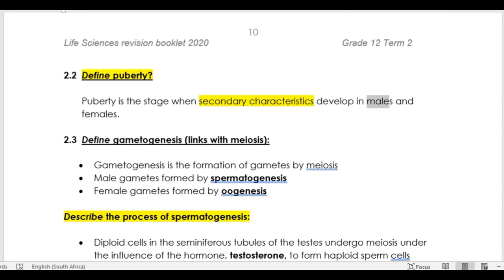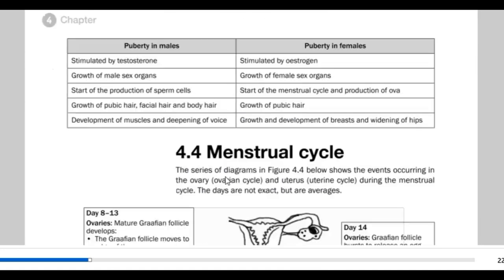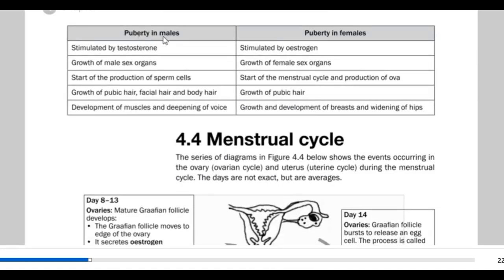If you go to Mind the Gap, it will give you just a little table to explain puberty in males and puberty in females. Now, I'm not going to go through all of this. I want to mention the first two columns here: stimulated by testosterone and stimulated by estrogen. So males have testosterone and females have estrogen. We know that, and we know those are the hormones that kick in at puberty. We're going to see why those two hormones are so important.